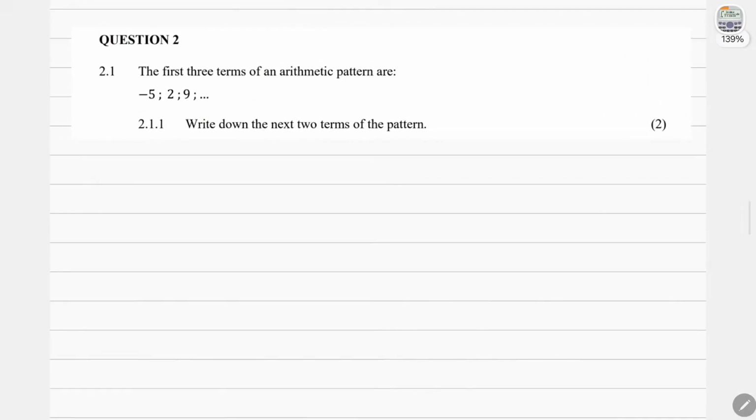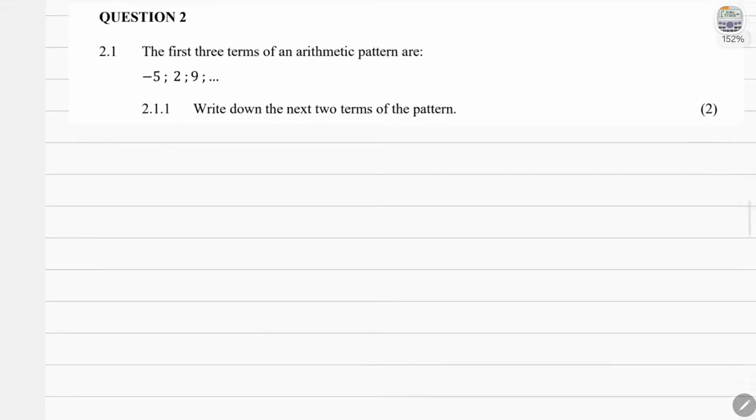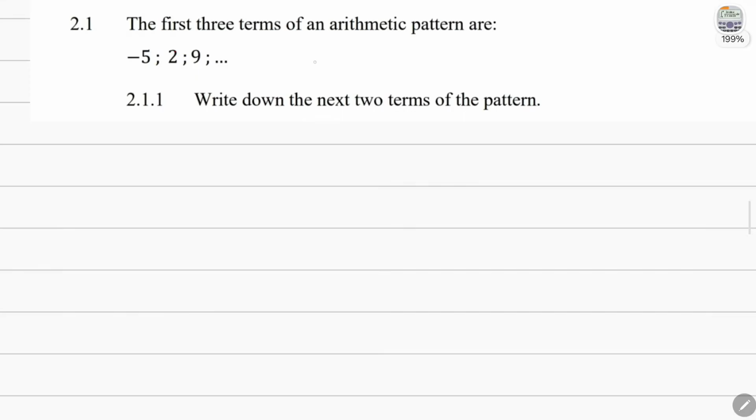Question 2.1 says the first three terms of an arithmetic pattern are -5, 2, and 9. And 2.1.1 says we need to write down the next two terms of the pattern. Looking at our pattern, do you see that it is an arithmetic pattern? That would mean that it has a constant difference.